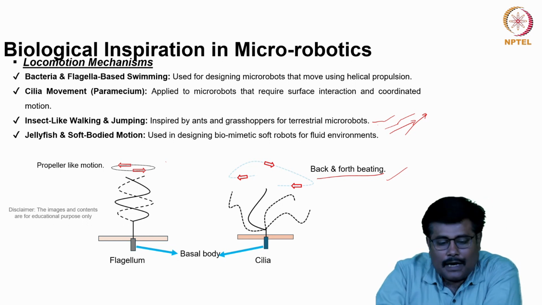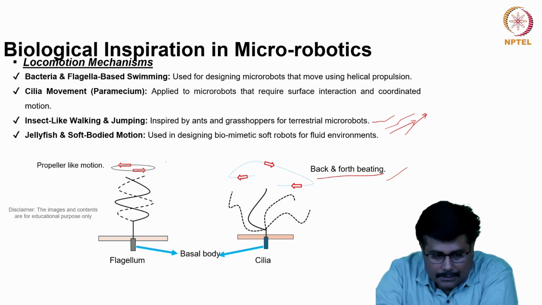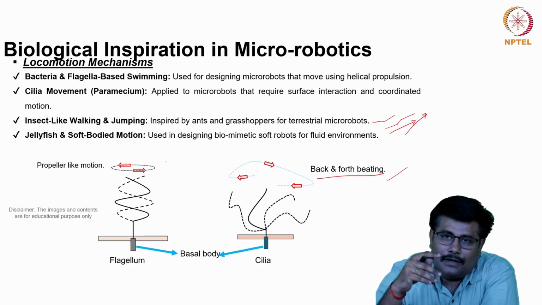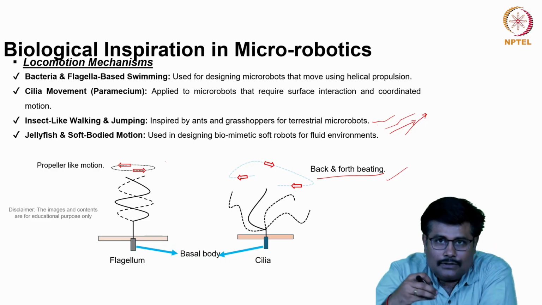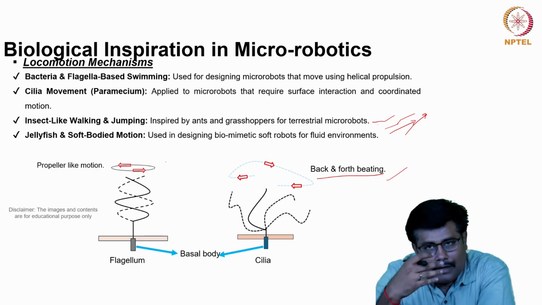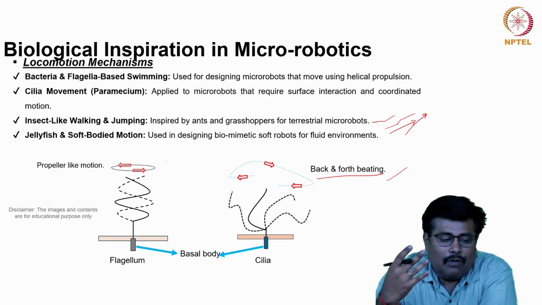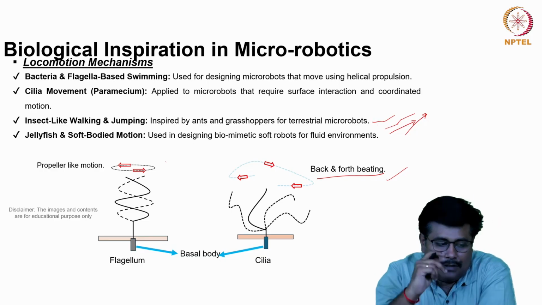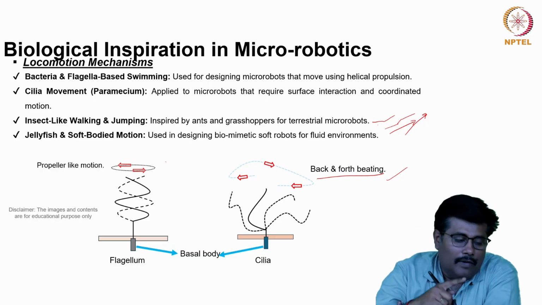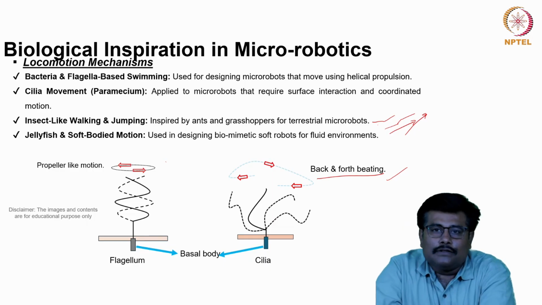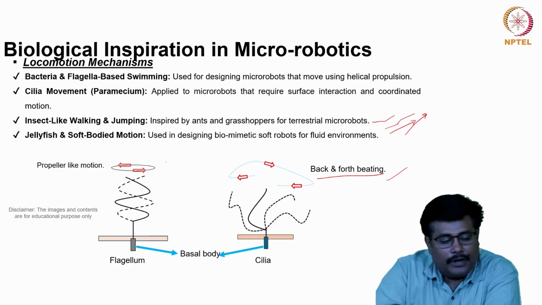Okay, so this kind of inspiration happens with reference to the grasshopper for terrestrial micro robots. It is also used by ants. As far as these ant structures are concerned, when it tries to move, it has a walking behavior and it also has a jumping behavior. So walking and jumping will be deployed on these particular ants. Now we have a certain set of locomotion mechanisms called jellyfish and soft-bodied motion.